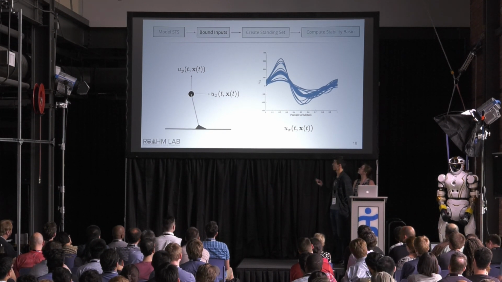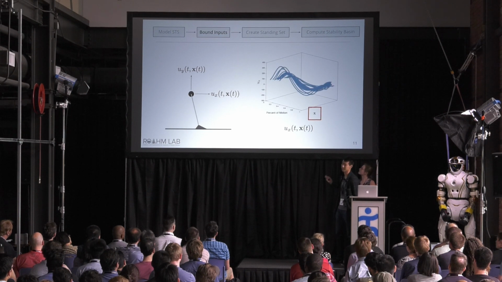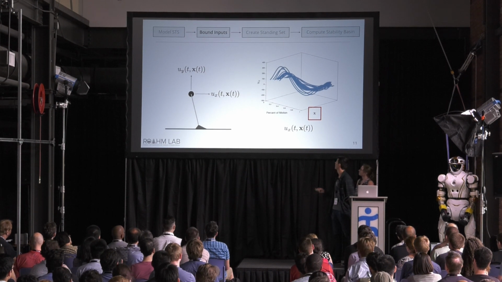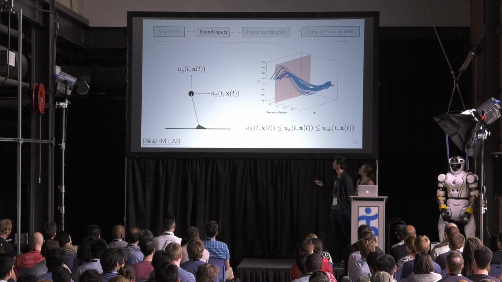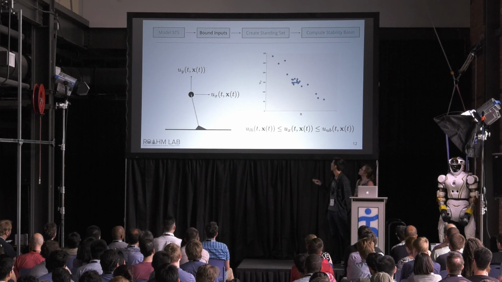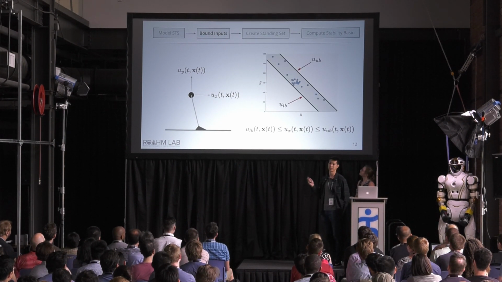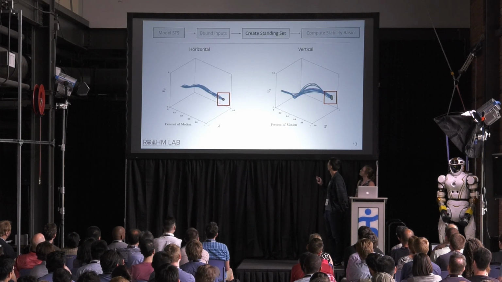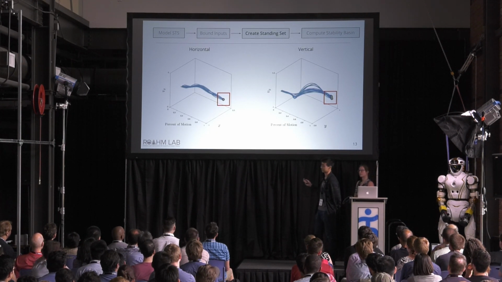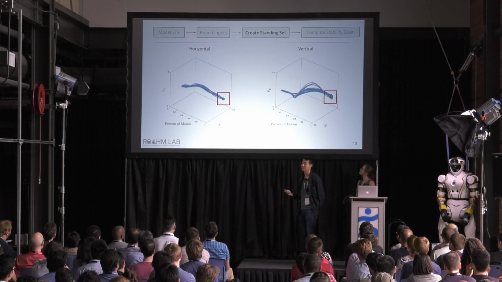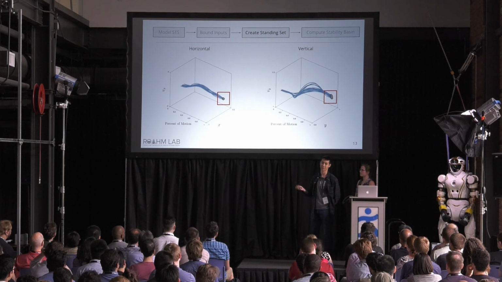Now, these inputs are a function of time, but they're also a function of state, which I'll just lump together into a single dimension for this cartoon. We then bound the inputs by looking at each slice in time, and then constructing 2 linear functions of state that upper and lower bound the observed inputs. Next, we create a standing set from the final states of all of the observed successful trials. On the right-hand side here, I plotted the horizontal states versus time, and on the left-hand side, the vertical states versus time.